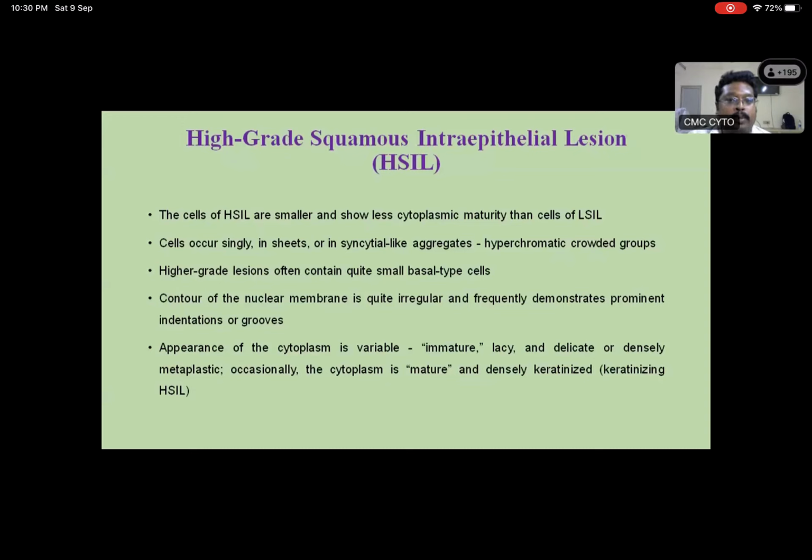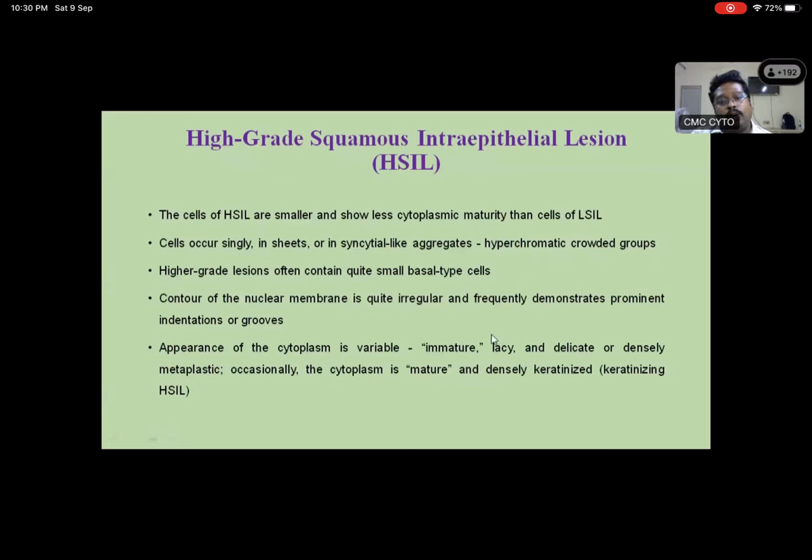Okay, the cytoplasmic maturity. So these cells can occur singly, in sheets, or in syncytial aggregates, when it is called the hyperchromatic crowded groups, which has its own differential diagnosis, to be discussed later. And sometimes they can look very small also, especially in liquid-based preparations. The H cells are very small. So you should always concentrate on any single small cell in the smear. And they are usually found in between the bigger clumps of cells. So you have to go very meticulously to identify an H cell.